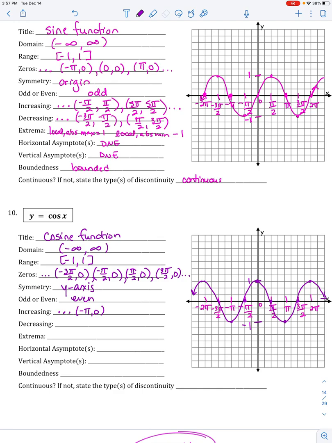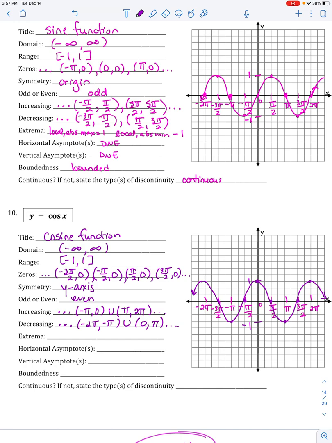Wait, I did this wrong. Sorry. Oh, no, that's right. Negative pi to 0. Sorry. And then unioned with pi to 2 pi. And then it would keep doing that as you keep going. And then it's decreasing from negative 2 pi to negative pi, unioned with, remember, you're using x values for these, 0 to pi. And then there's more after that.